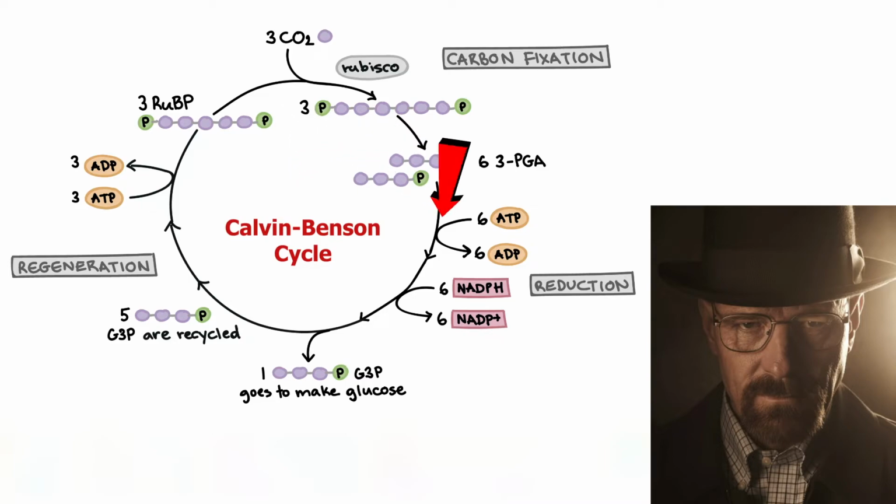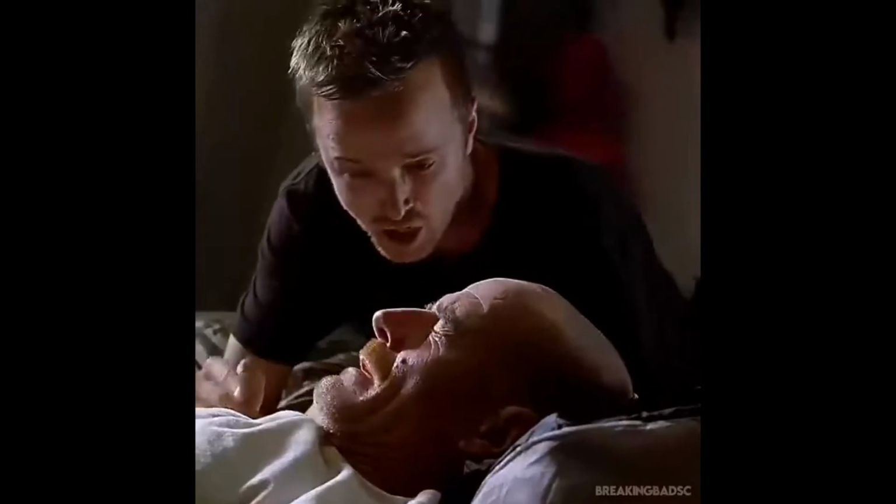The chemical energy of ATP and NADPH are used to convert the 3-phosphoglycerate into G3P, and the leftover NADP plus and ADP are returned to their respective cycles. For every 6 molecules of G3P, 5 are modified into RuBP and returned to the beginning of the cycle, while the one left is used to create a number of things, including glucose.